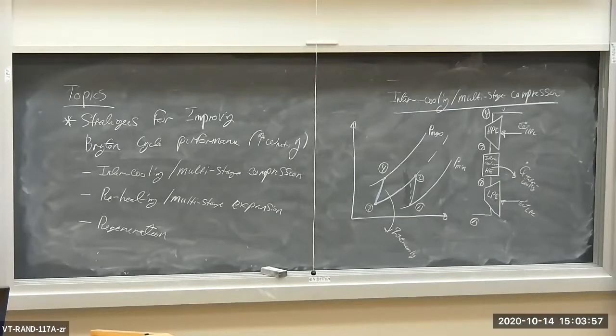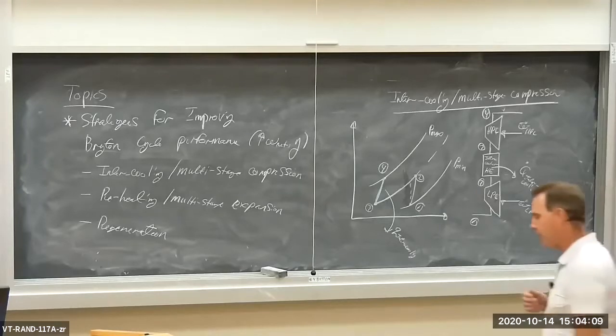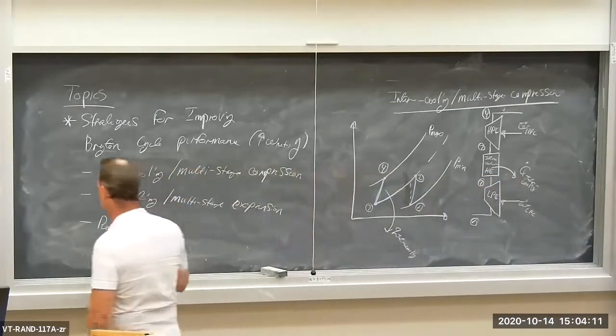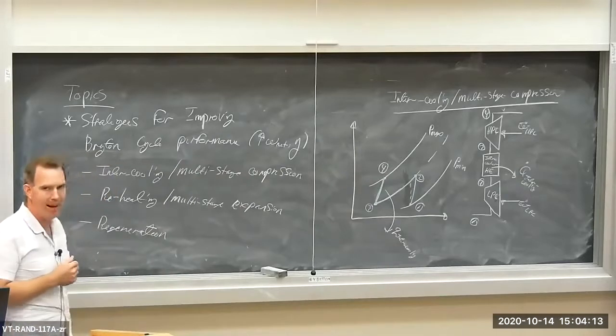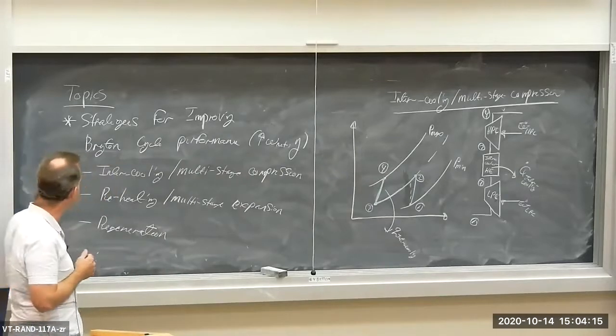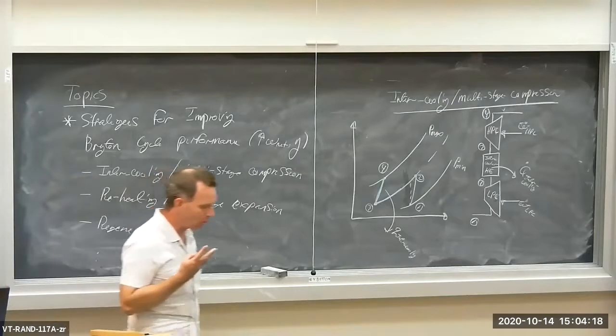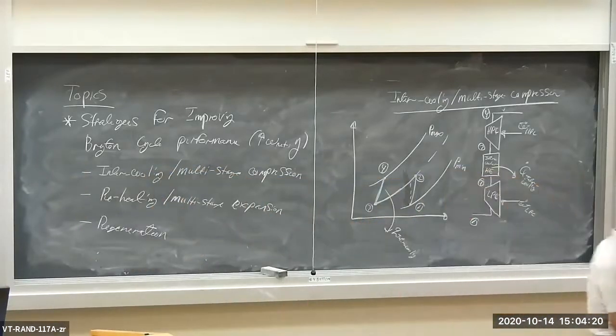Let's look at some strategies, some devices, some ways that we can increase net power and perhaps increase the efficiency of a gas turbine. It's good to get as close as we can to the Carnot cycle efficiency and boost up power or net work as much as we can. So there are three strategies that we're going to look at today for improving the performance, efficiency and specific work, let's say, or net power, of a Brayton cycle.